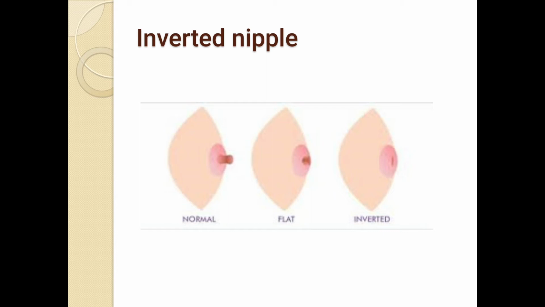Inverted nipple. I told you the nipple is formed by evagination of the underlying mesenchyme. So if it fails to develop normally and evert after birth, it results in inverted nipple.